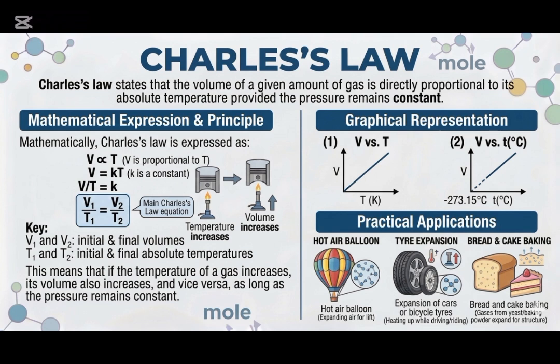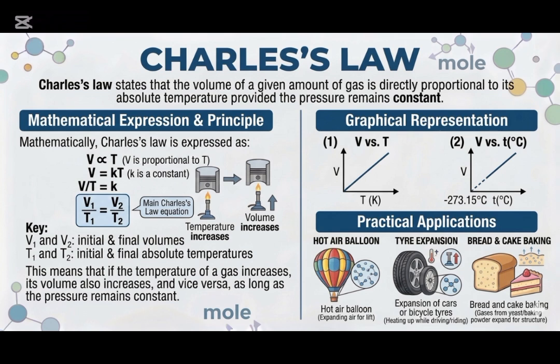Graphical representation of Charles' law. From the first graph, we could see that the volume versus the temperature in Kelvin gives a straight line. And in the second graph, which is the volume versus the temperature, in this case measured in degrees Celsius, the straight line does not pass through the origin 0. It actually passes through minus 273.15 degrees Celsius. So that's the difference between the two graphs.